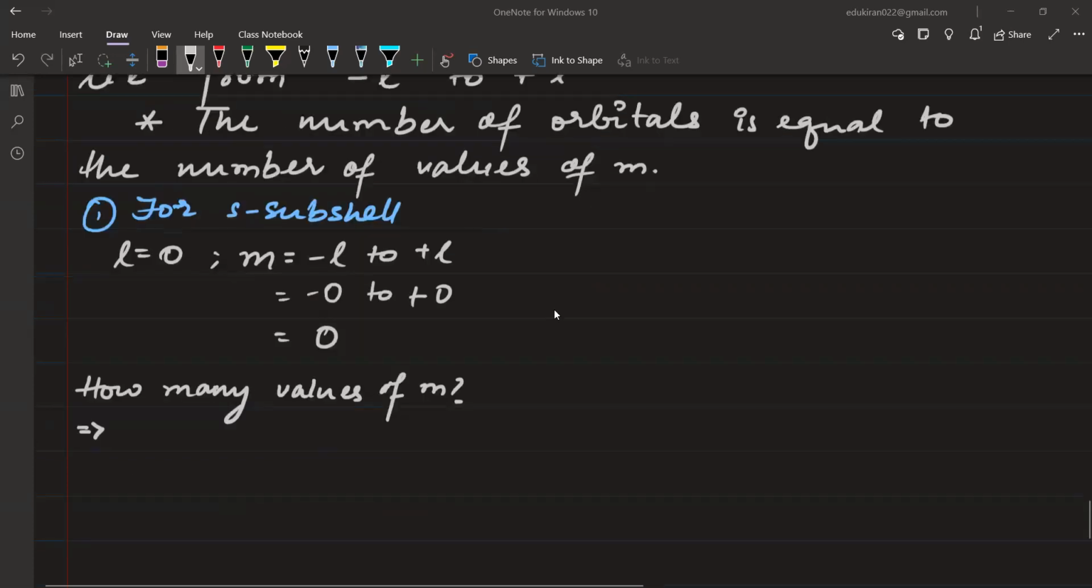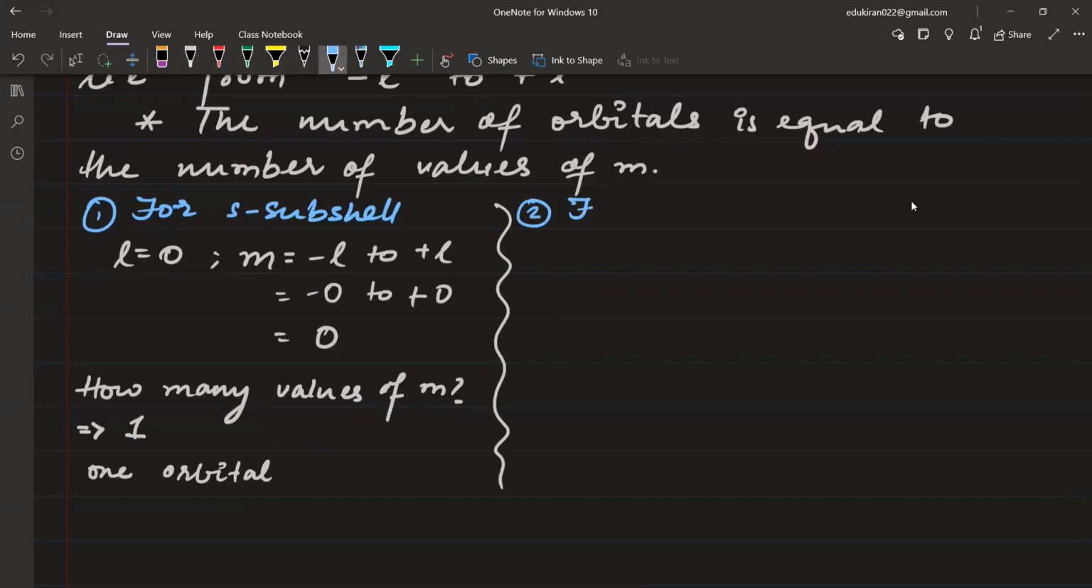Since we have 1 value of M, that means we have 1 orbital. So S subshell has only 1 orbital. Similarly, we will do the same exercise for P subshell. What is the value of L in P subshell?